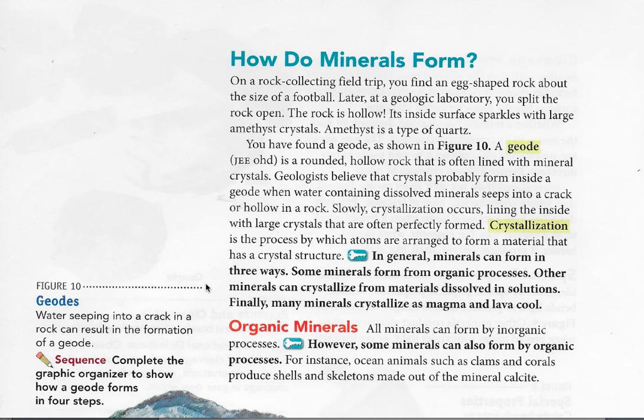Crystallization, write this in, is the process by which atoms are arranged to form a material that has a crystal structure. Write this in. In general, minerals can form in three ways. Some minerals form from organic processes. Other minerals can crystallize from materials dissolved in solutions. Finally, many minerals crystallize as magma and lava cool.